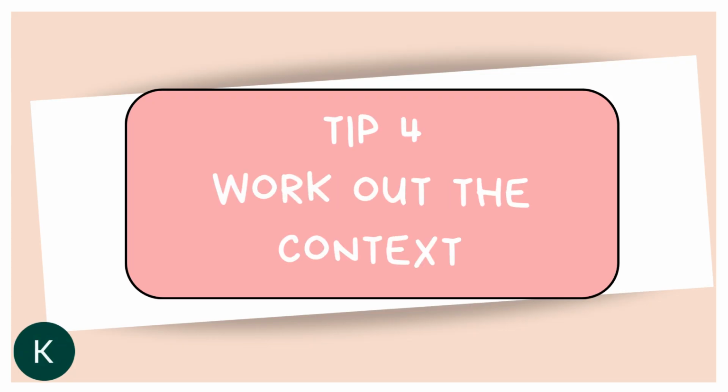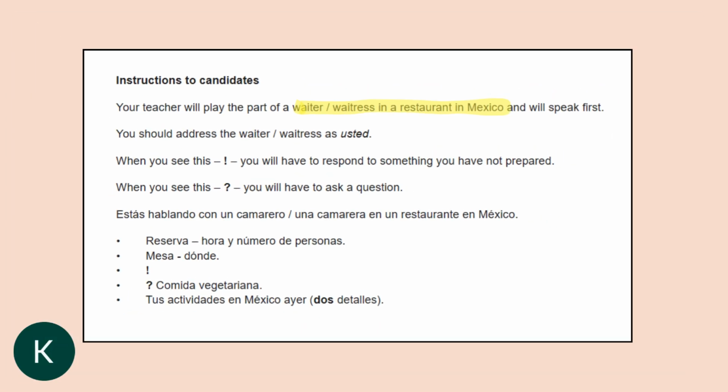Tip 4. Work out the context. Before you start preparing your answers to the bullet points, make sure to have a quick look at the context of the conversation that you're going to be having with your teacher. For example, where I've highlighted in yellow, you are in a restaurant in Mexico. Knowing the setting is really important because that will help you make sure that you've written the right responses to the bullet points. You could be in a ticket office, a tourist office, a shop, or talking to a friend, but knowing that context really helps.